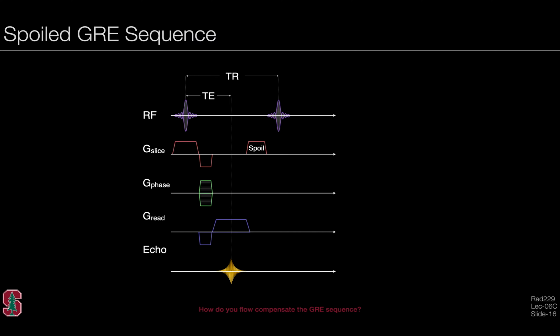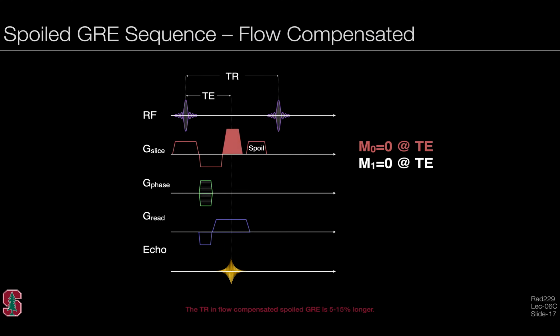This is a spoiled gradient echo sequence. Just to orient you, this is the excitation pulse that's used for slice selection. We do some phase encoding, readout prephaser, and then a readout gradient that helps us form the gradient echo. And then we're going to spoil the transverse magnetization before exciting again. And we saw previously that to generate a flow compensated sequence, we would have to add a large upright gradient here, and that would ensure that from excitation to echo that we had zero moment and zero first moment.